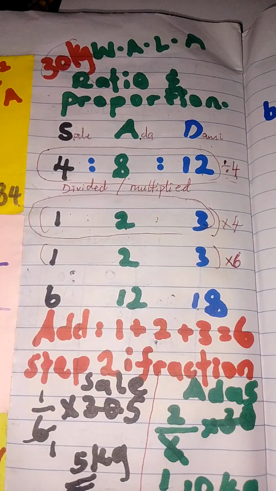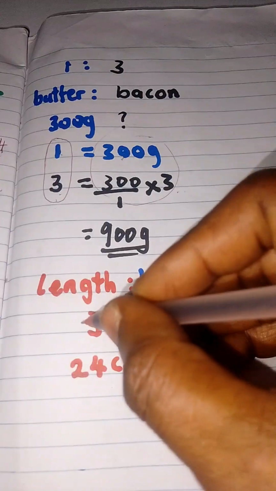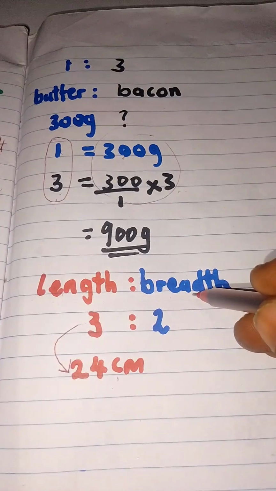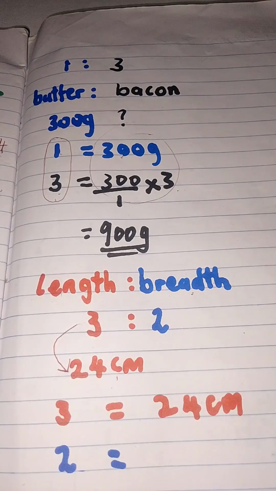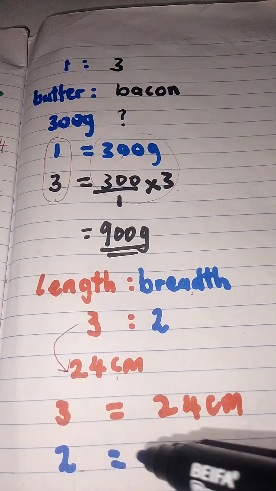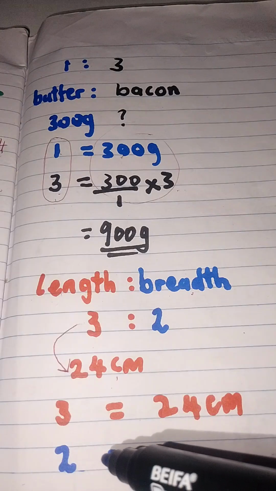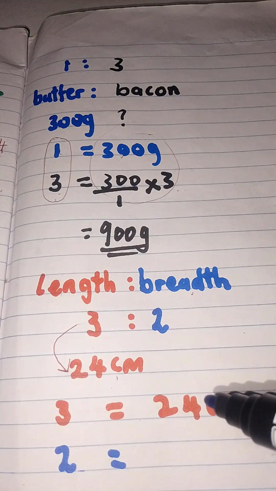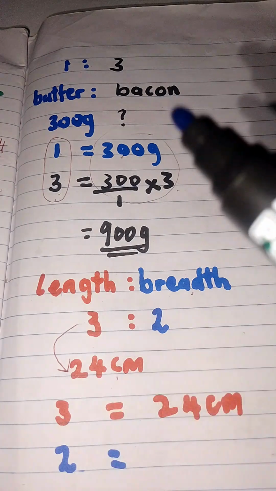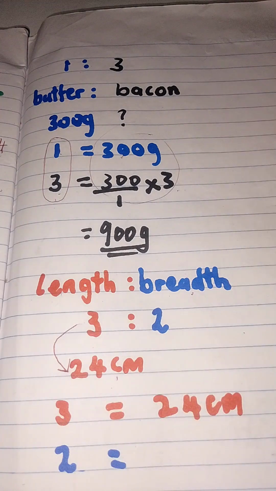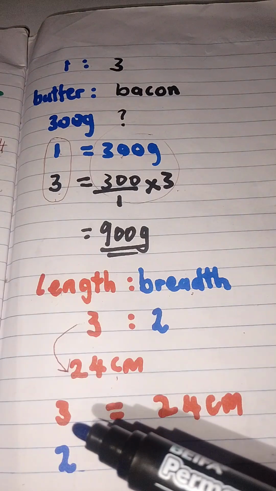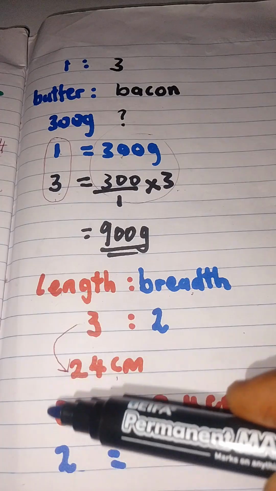All we need to do is to rearrange: ratio 3 is to 24, which is the length. Then how do we get the breadth? Since 3 equals 24, 2 will now be equal to 24 all over 3 times 2. We have to do 24 all over 3 to get the value of 1. That's what happens in the case of direct proportion. You get the value of 1, and you can see that we arranged it so that the same values, the same family, the ratio family, are all together.